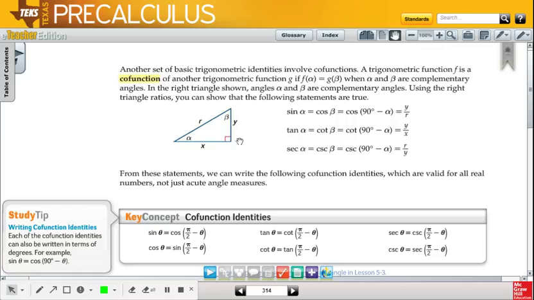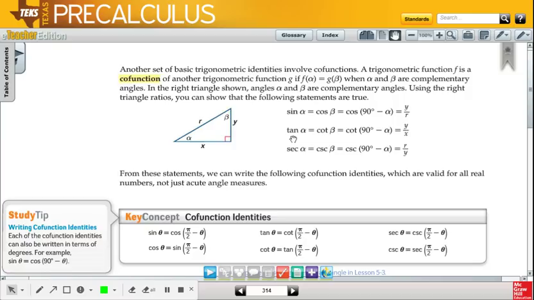So in here, we have a picture of a right triangle, sides x, y, r, and angles alpha, beta, and a right angle. The statements here: sine alpha is equal to cosine beta, which is cosine of 90 degrees minus alpha, same as y over r. That is from 4.3, the trigonometric definition for a right triangle.